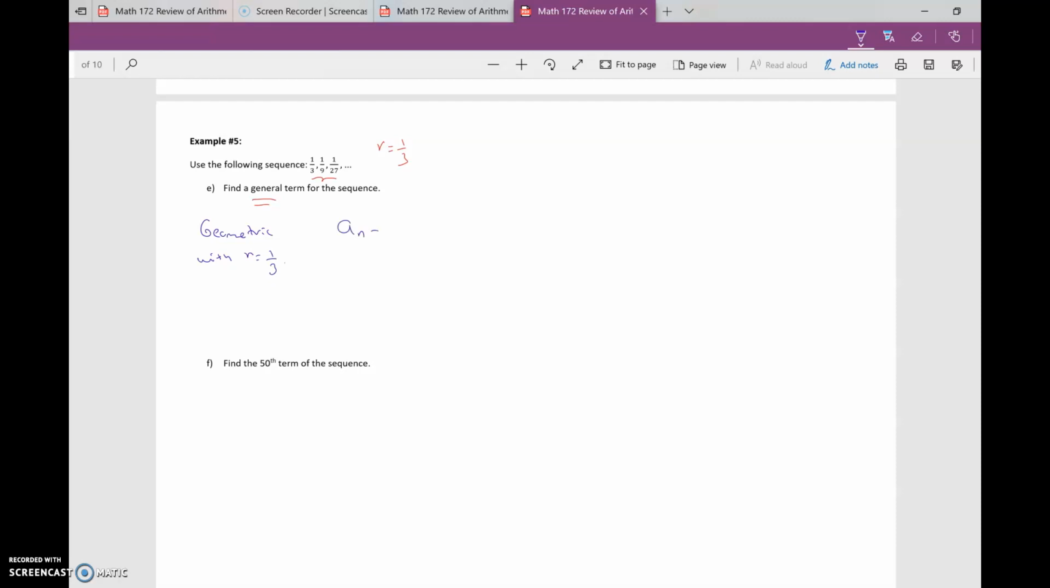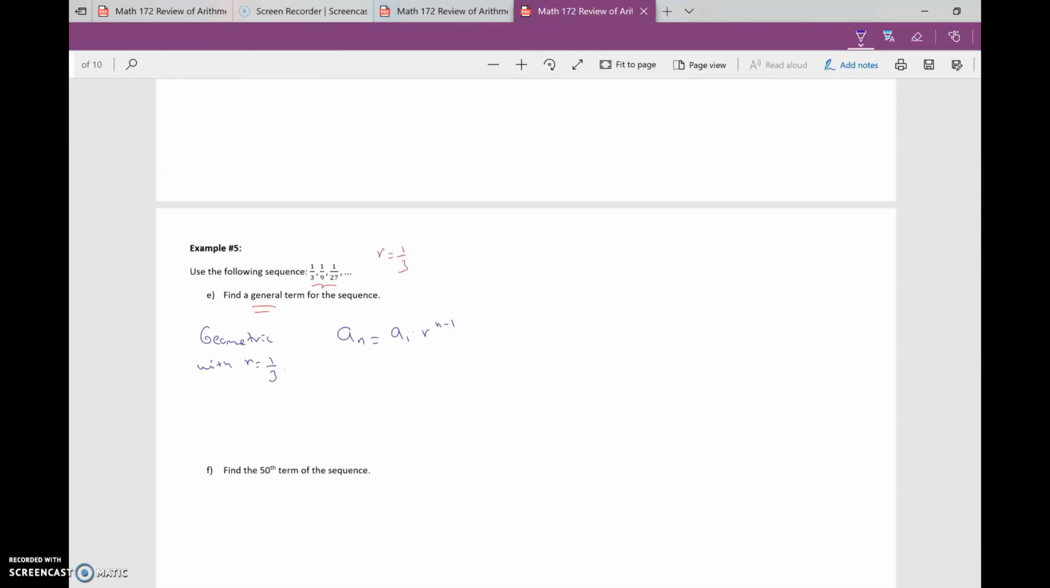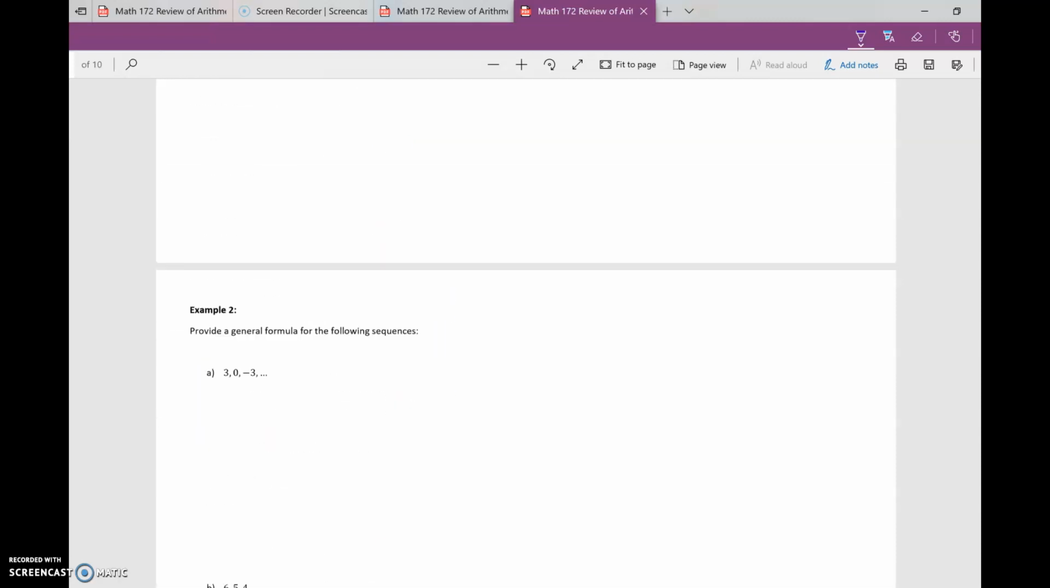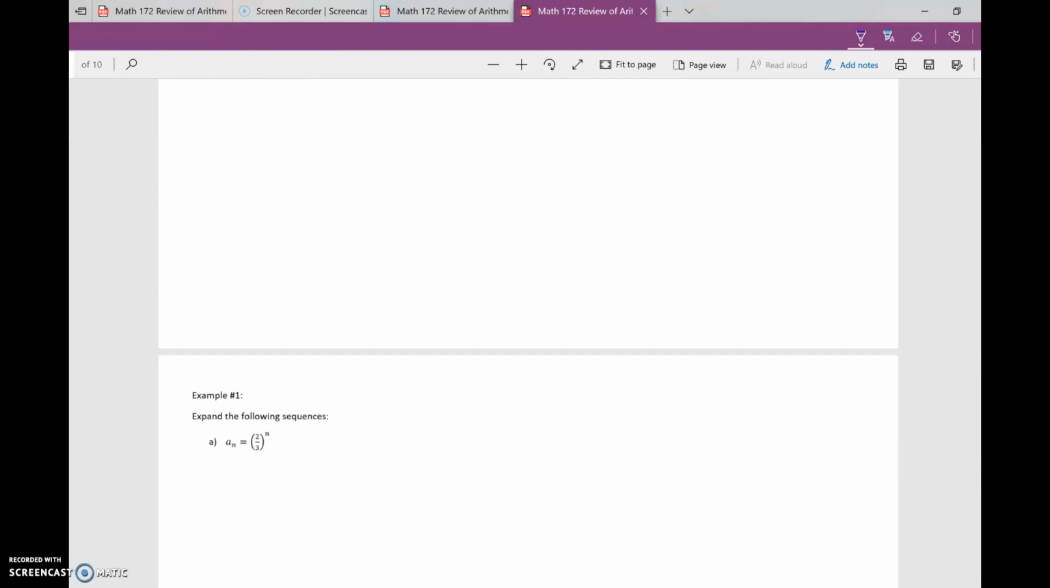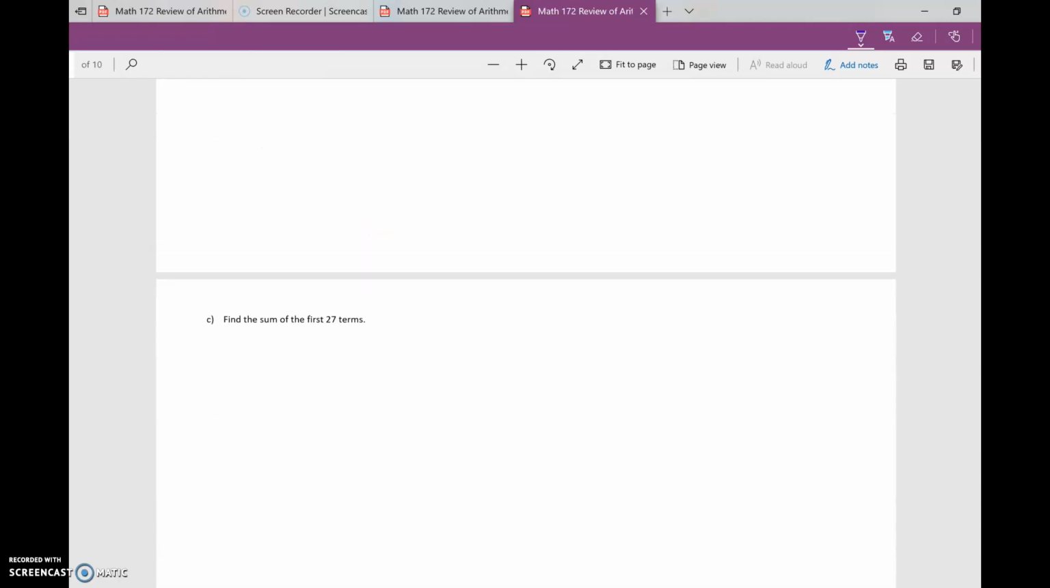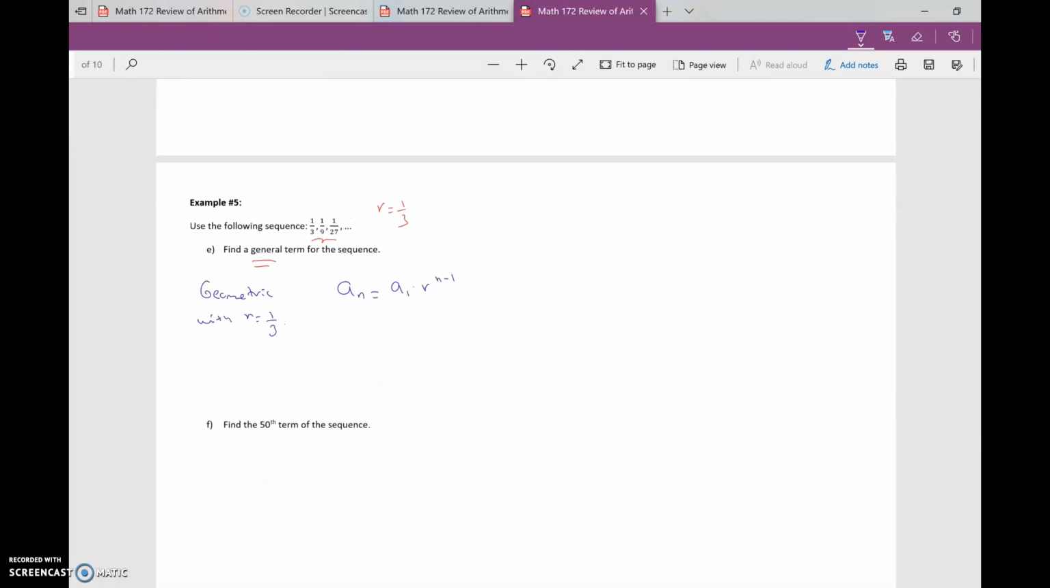Now, the formula for the geometric one is going to be a sub 1 times R to the n minus 1, and I'm obtaining the formula from here. So we're looking at that as the formula, and then we're going to simplify it as much as we can. For this one, a sub 1 is equal to 1/3. And then we technically have R is also equal to 1/3, but the exponent is going to be n minus 1.